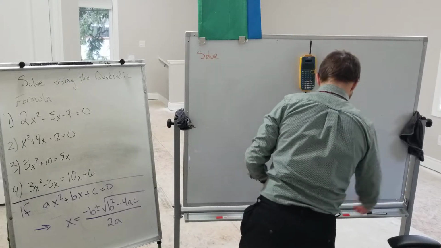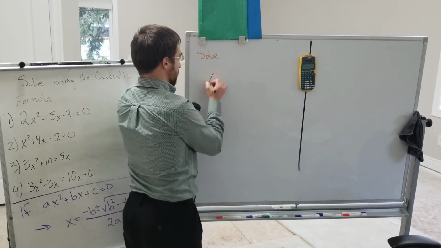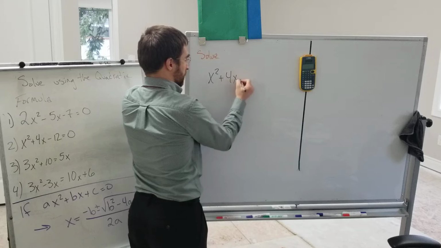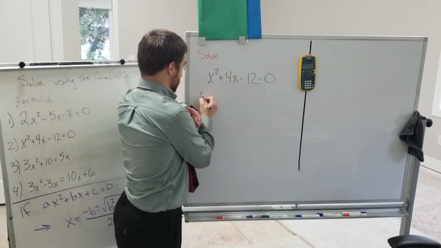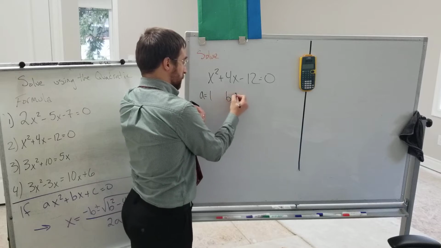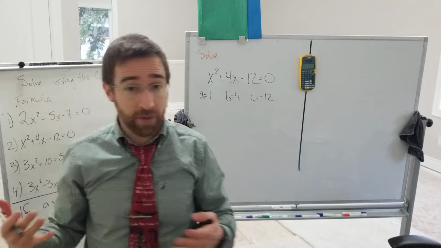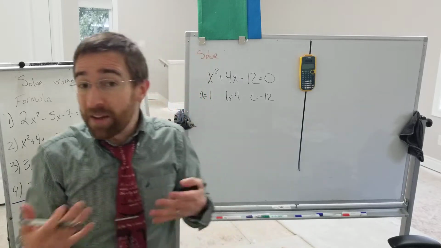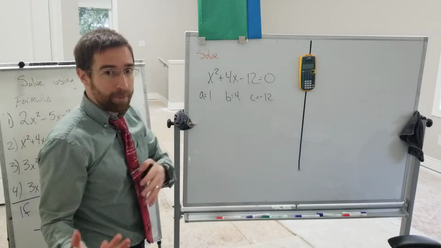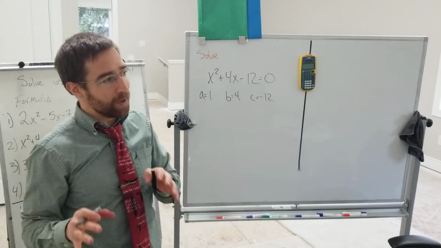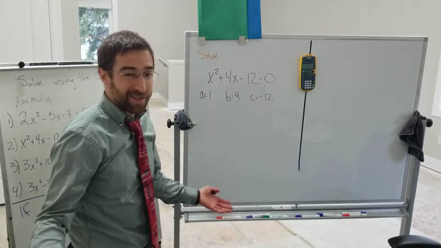All right, so we have x squared plus 4x minus 12 equals 0. So I'm going to say a equals 1, b equals 4, c equals negative 12. It's already equal to 0, so I just identify a, b, and c. Because there's not a number in front of the x squared, that means a equals 1. It's that number that we don't need to write. 1x squared is just x squared, because anything times 1 is itself.